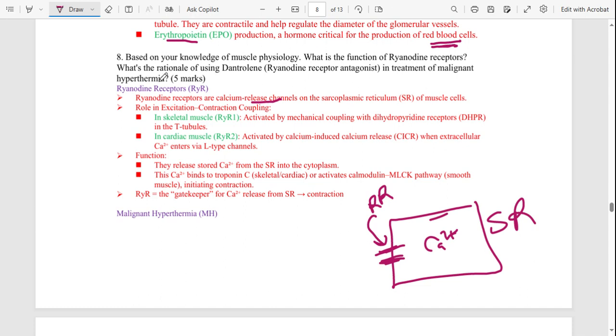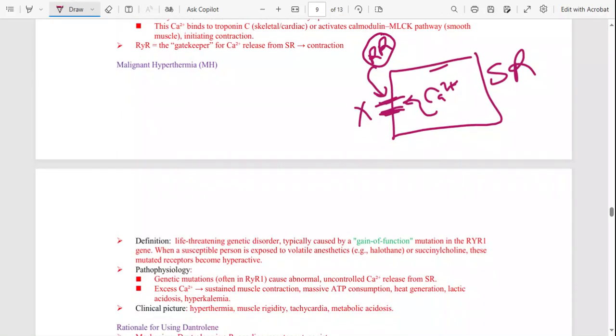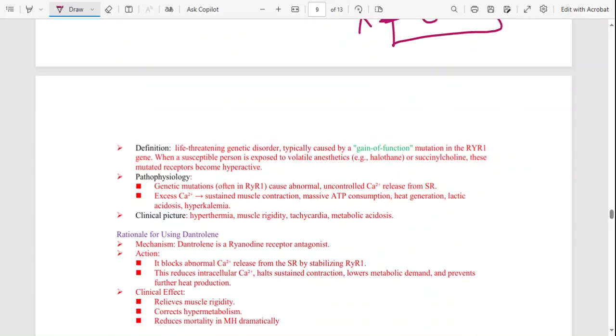So we've talked about the role. The second part is saying, what is the rationale of using dantrolene in treatment of malignant hyperthermia? Now, remember, dantrolene is a ryanodine receptor antagonist. Antagonist means that once it binds on the ryanodine receptor, it will cause the ryanodine receptor to fail to release calcium, so the calcium will not be released. Okay, so the first thing is you need to understand what malignant hyperthermia itself is.